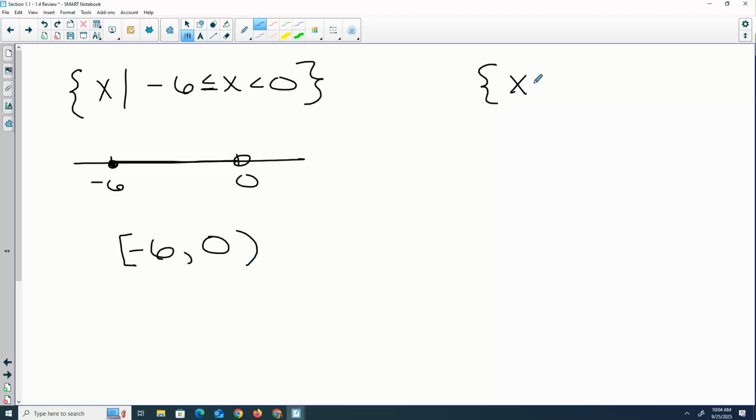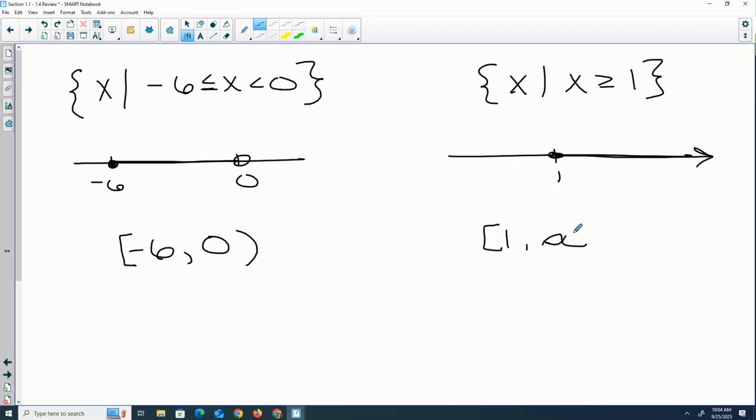If I just said x was greater than or equal to 1, equal to tells me closed circle. Greater than, what would that interval notation be? 1 comma infinity. Infinity always gets parentheses. If it had been less than, going the other direction, what would it have been? Negative infinity to 1. You always go left to right, small to large. So we did talk about that as well when we were working on our interval notation, being able to go back and forth. Do you guys have any questions for me?